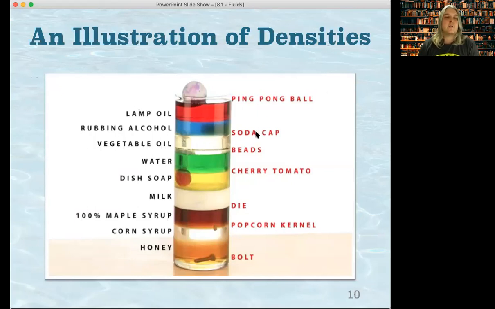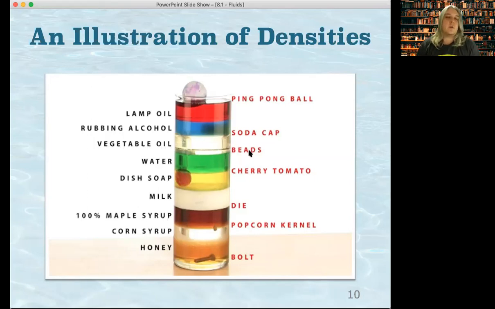On the right hand side, you've got the names of some solids that they've put in there. So you can see the Bolt has gone straight to the bottom because that's a metal, and we saw that metals are generally denser than all the liquids that we saw. Popcorn kernel, though, will sit between maple syrup and corn syrup. A dice is hidden in there in the milk, so it's about the same as milk but less dense than maple syrup. And then we've got cherry tomato, which is slightly more dense than water, but about the same as dish soap. And that makes sense when you think that a tomato has a lot of liquid in it. That liquid is water, but it's got some other stuff which will increase that density slightly.